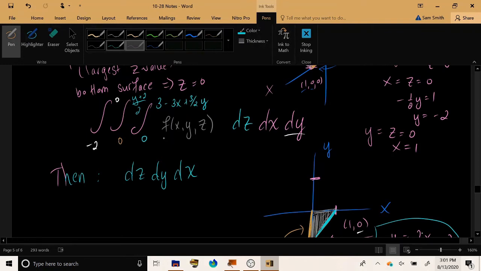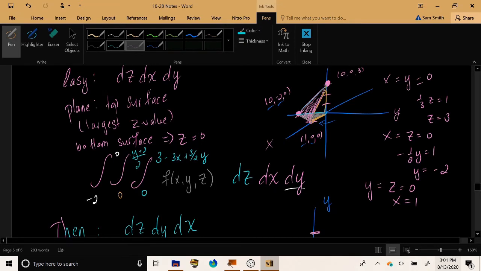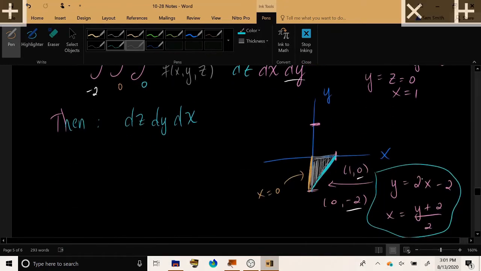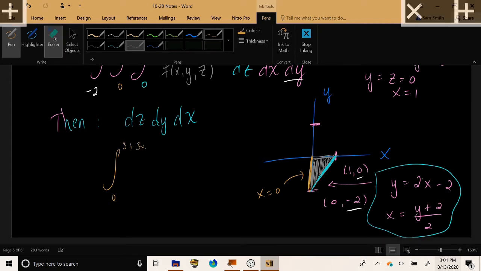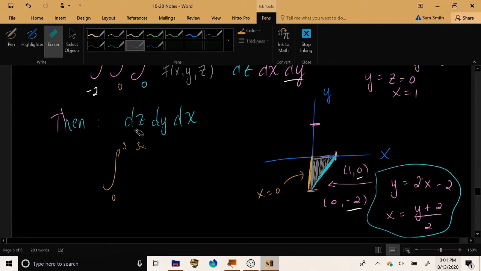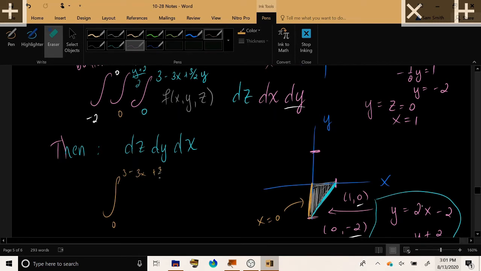Now since z is still on the lead, we can recycle a little bit of our old work, because it will still remain true that our region is trapped between z equals 0 on the bottom and z equals 3 minus 3x plus 3y on the top. So we get to recycle our previous inner limits of integration: 0 up to the plane, 3 minus 3x plus 3 halves y, dz.